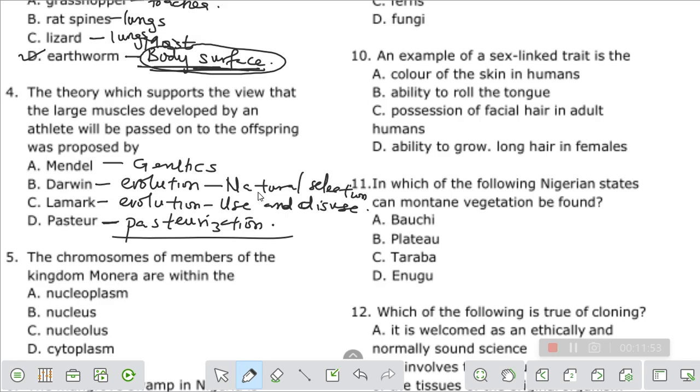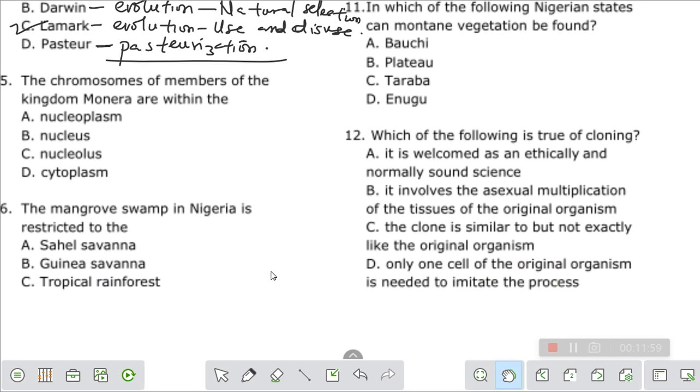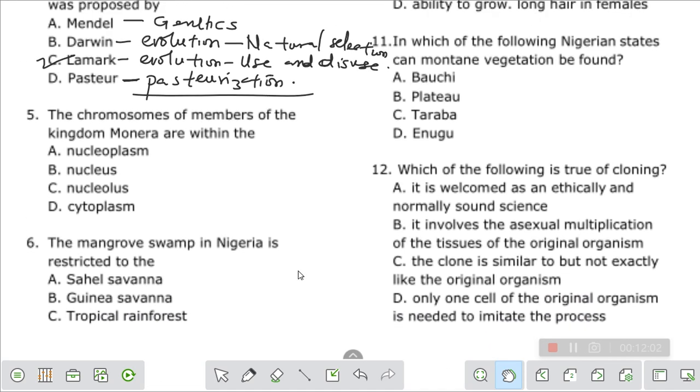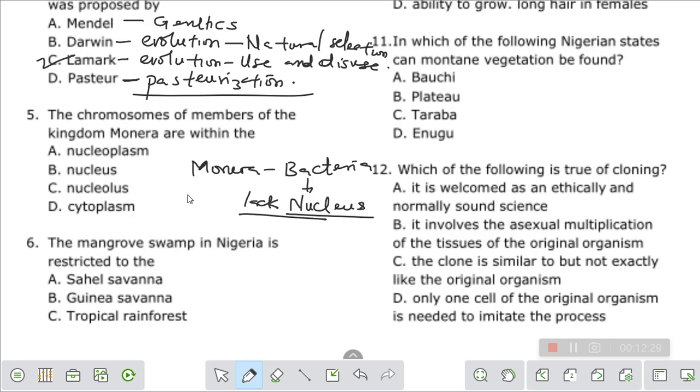So the chromosome members of the kingdom Monera, they are within the what? I told you that inside the kingdom Monera, an example of an organism is bacteria. And there's something we talk about them, that they don't have a nucleus, right? They don't have membrane bound organelles, things like that. So they lack the nuclear membrane. Their nuclear material is suspended in the cytoplasm, right? Their nucleus is not bound. Kingdom Monera, they are prokaryotic cells, that is cells that don't have a membrane bound nucleus.